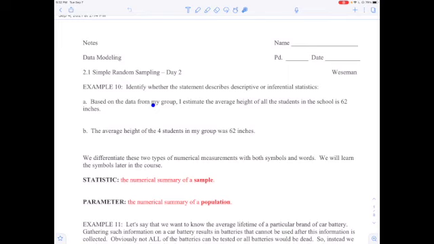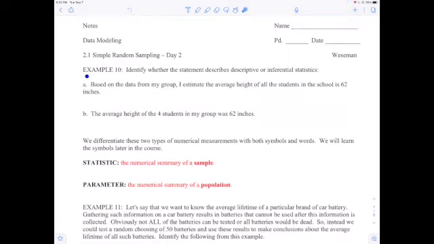Based on the data from my group, I estimate average height. Example 10 is based on the little example that we did in class. That's, I believe, from 6 to 7, and we didn't quite do that yet. So we're gonna talk about it using the data I have collected before, and we're gonna describe it, and then we'll come back and try to finish it off.